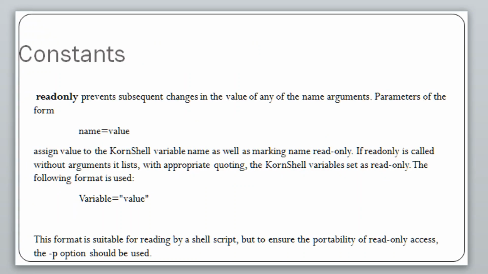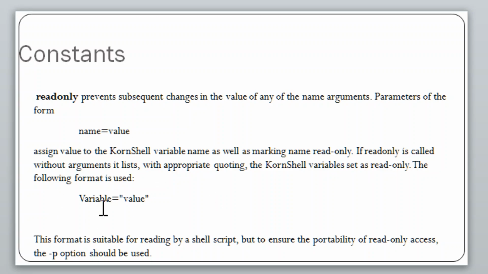Let's go ahead and talk about constants. So readonly prevents subsequent changes in the value of any of the name arguments, parameters of the form: we have a variable name and then we have the value of it. We can assign the value to the Korn shell variable name as well as marking name readonly. If readonly is called without arguments, it lists with appropriate quoting the Korn shell variables that are set as readonly.